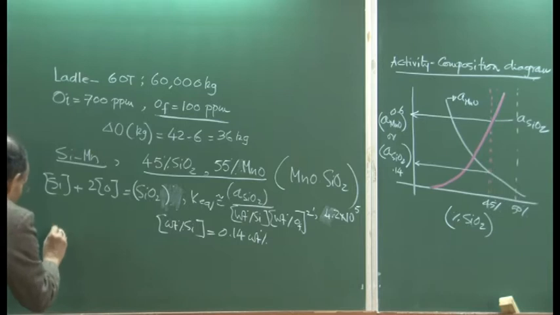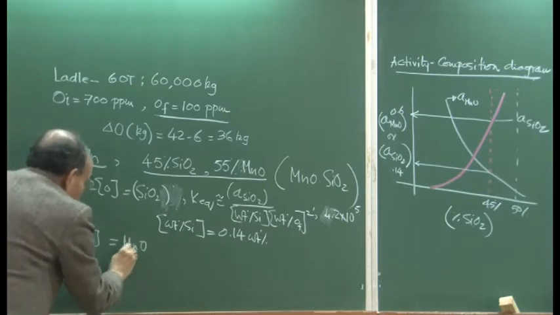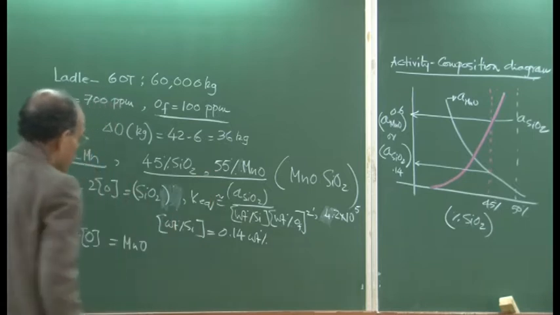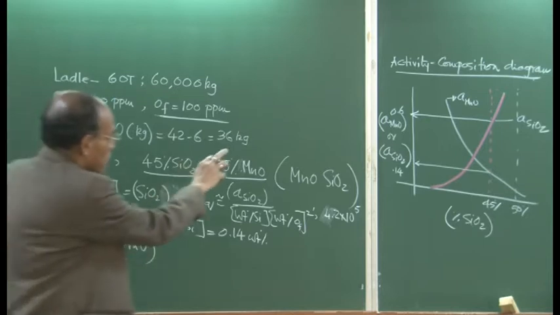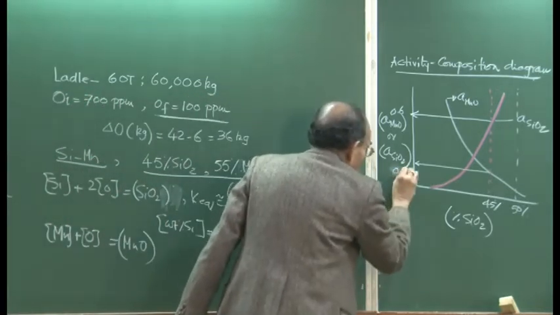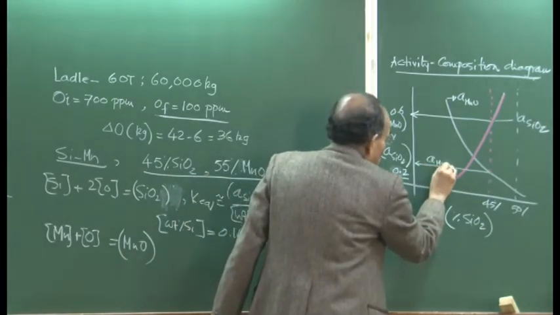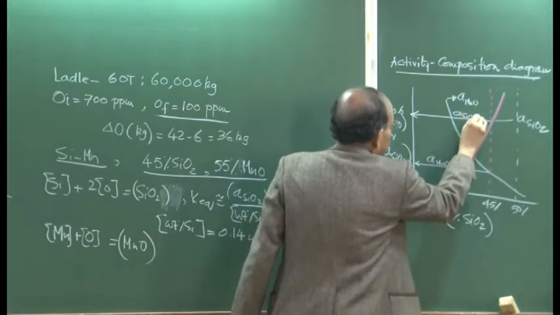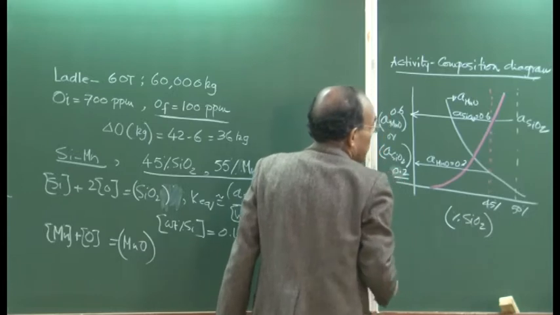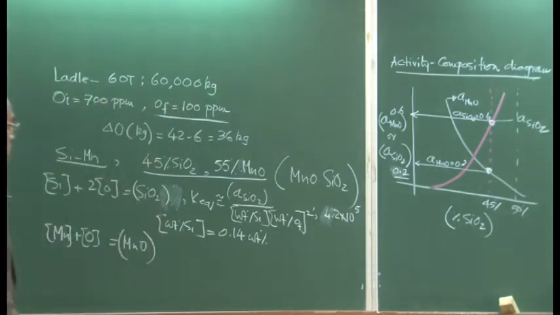Similarly, we can do Mn plus oxygen, and if you do the same calculation, then you will find out that the activity of MnO, I think this value is about 0.2, okay. So, activity of MnO is equal to 0.2, and activity of SiO2 is 0.6. That is what from this point and from this point we can infer for the slag composition, okay.